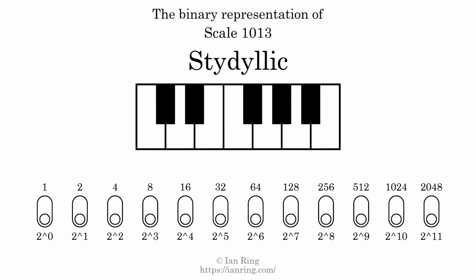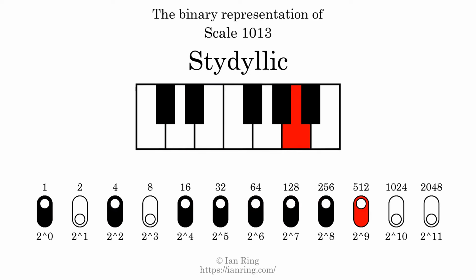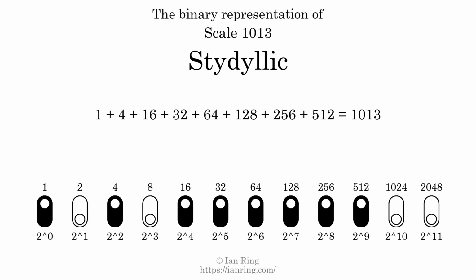The binary representation of this scale is determined by mapping tones of the scale to binary digits. Each binary digit represents a power of 2. To get the scale number, we add the powers of 2 together. The powers of 2 that are present in the scale, all added together, equals 1013. That is why the scale number, in decimal, is 1013.